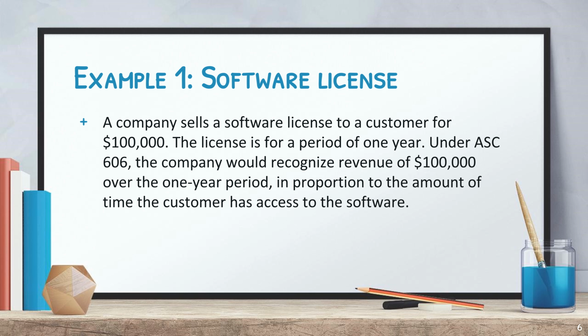Example 1. Software license. A company sells a software license to a customer for $100,000. The license is for a period of 1 year. Under ASC 606, the company would recognize revenue of $100,000 over the 1-year period, in proportion to the amount of time the customer has access to the software.